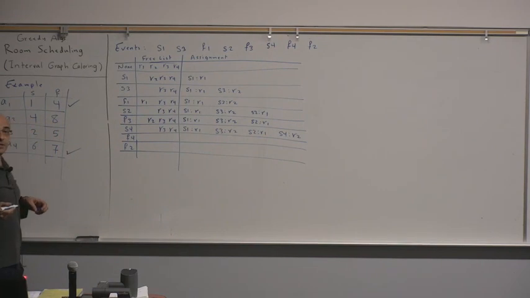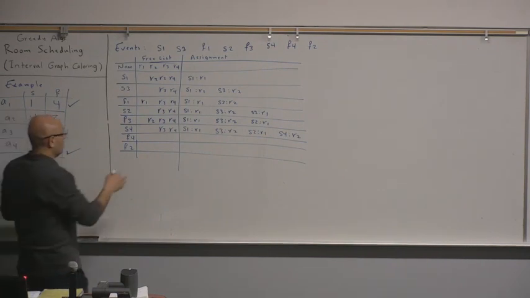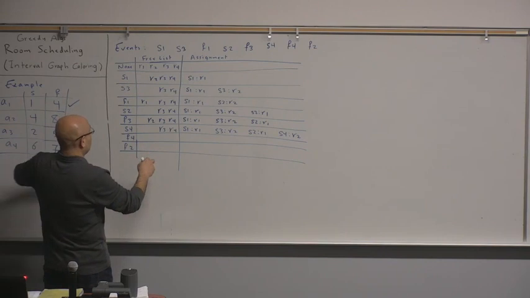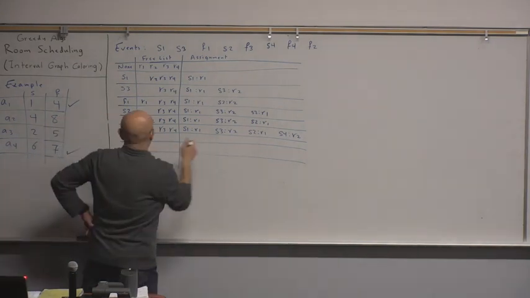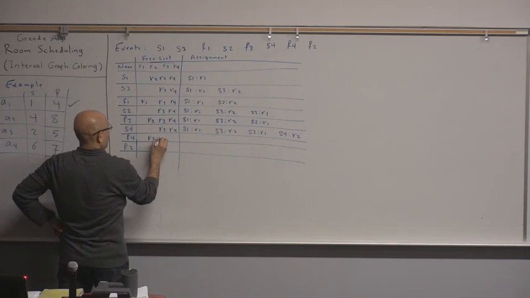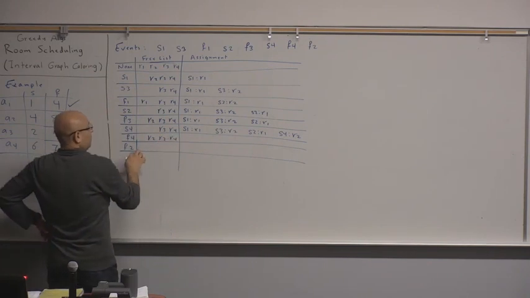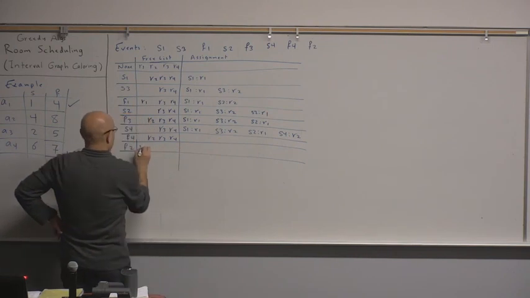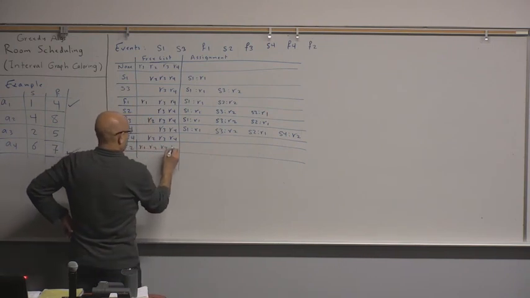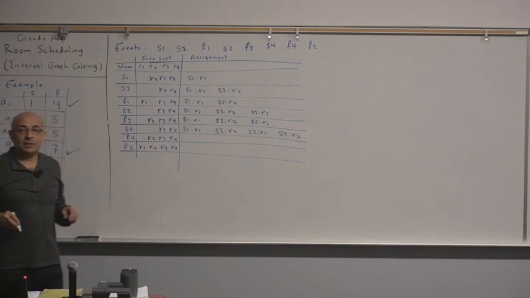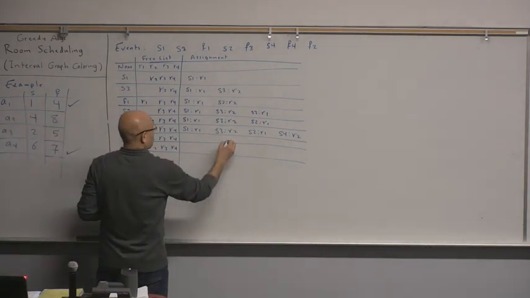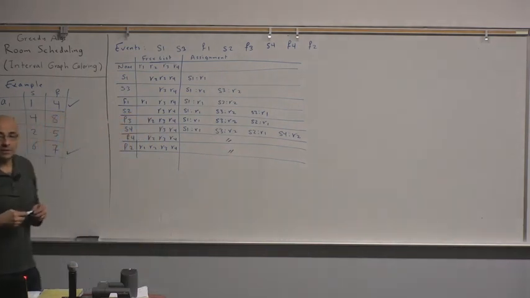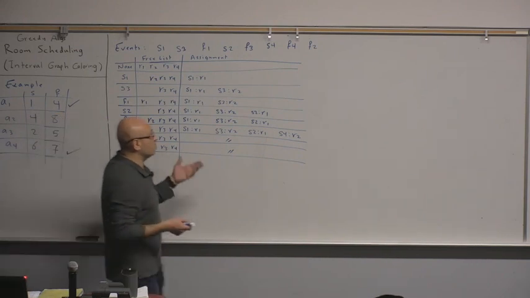Then I have a couple of finishing events. So F4 is going to finish, so it's going to free up R2. And F2 is going to finish, so it will free up R1. Okay, and of course the assignments are going to be the same. So these are the assignments. So basically the idea is to reuse rooms.